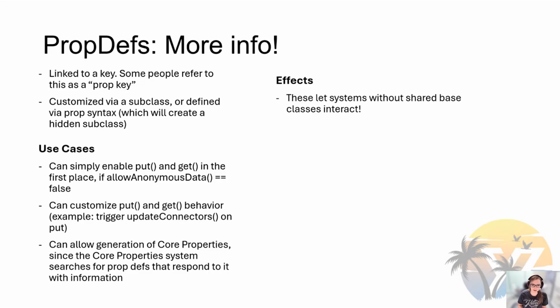So the effects of having this system in place: PropDefs and PropObjs let systems without shared base classes interact. We don't have interfaces, and things still need to interact, and sometimes you can't cast because you don't have exposure, like you do not have access to the package that those classes are in. You don't know they exist. You don't want to have to cast for every single class that could possibly exist in the code base. So everything shares a base class called PropObj, and it has put and get. And so this lets systems interact without needing to know about each other.